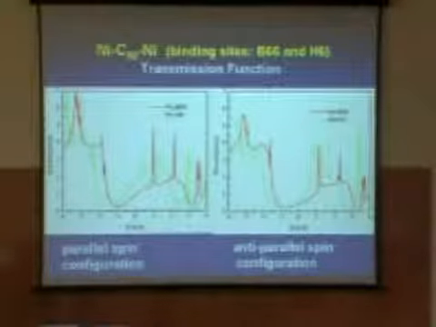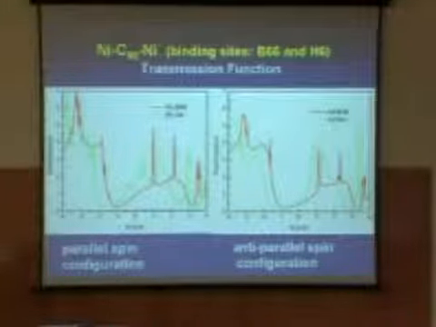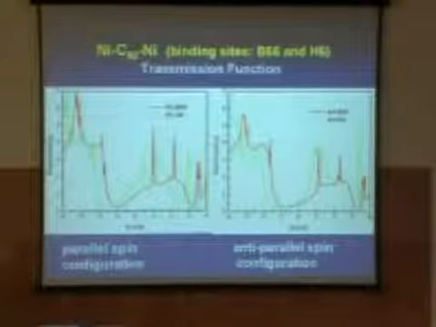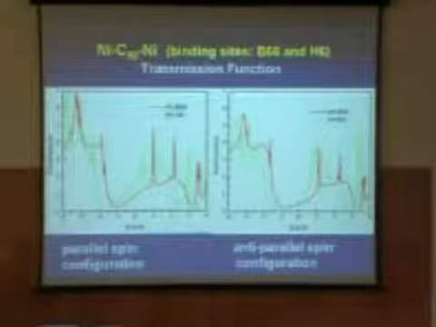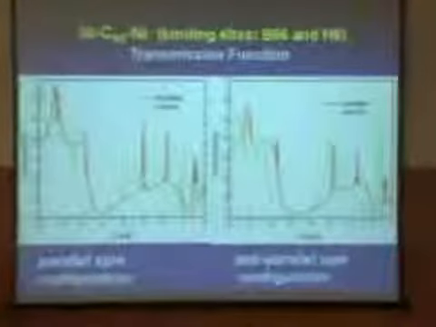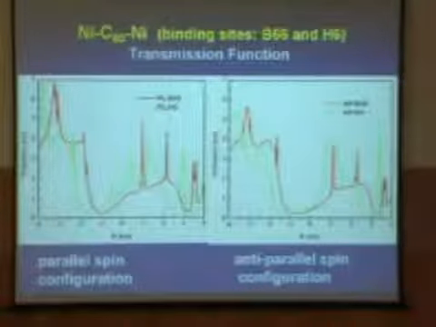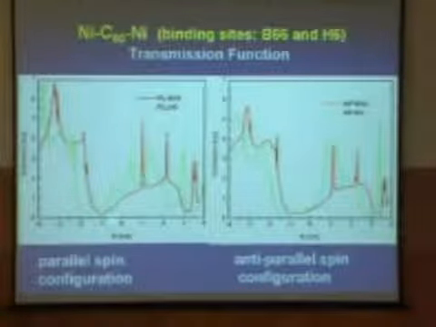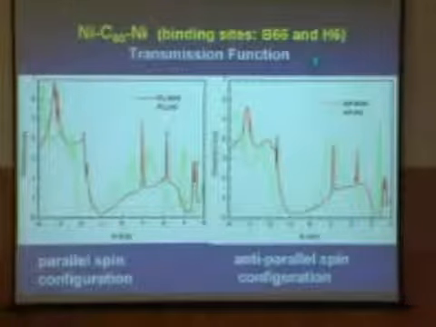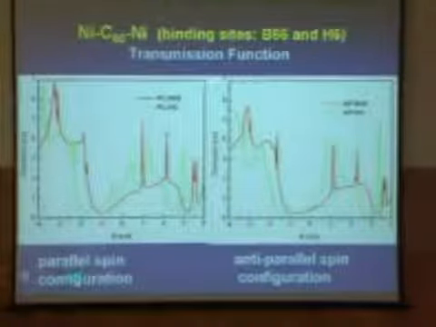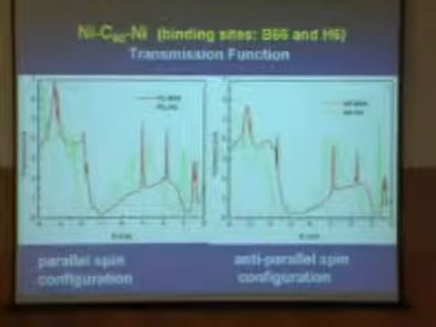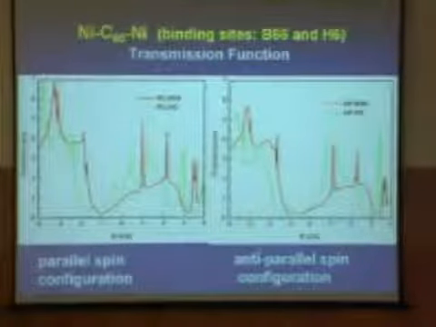Now you ask the question why. Why does B66 have a lower current than the H6 site? So here I plotted the transmission function for these cases, with my Fermi energy aligned at 0. This is a parallel spin configuration of the contact atoms, and this is anti-parallel.